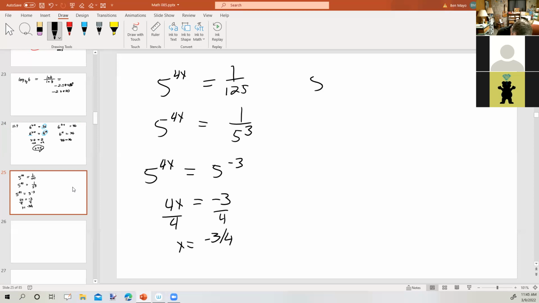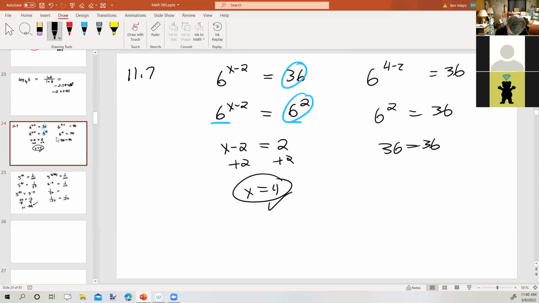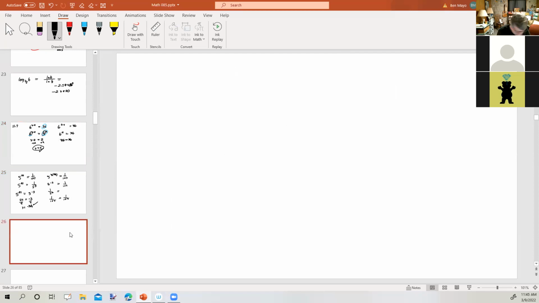Let's check our work. Let's see here. 4 times negative 3/4 would be negative 3. And this would be 1 over 5 cubed, which would be 1 over 125. And so it checks. All right. Well, this is all fine and dandy. On these last two examples, we were able to match the bases. But what if I have something like this?